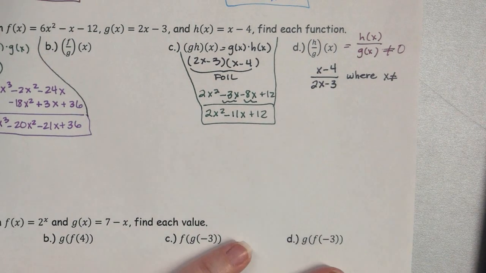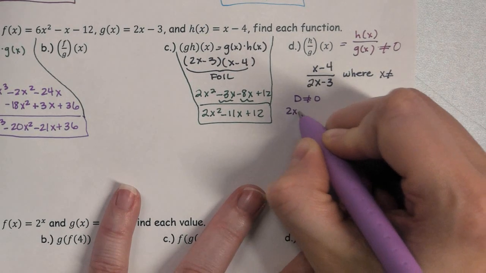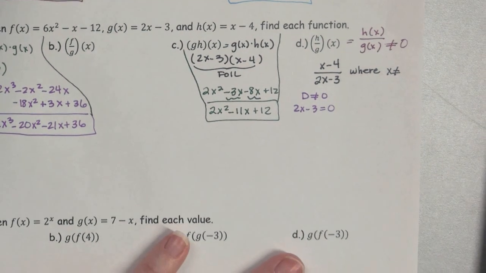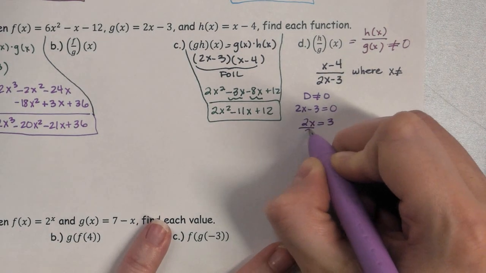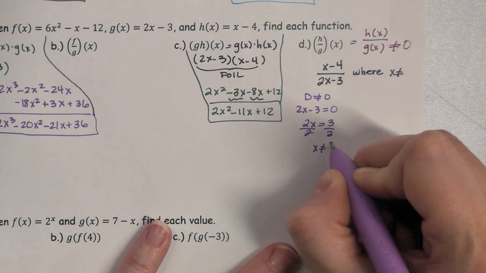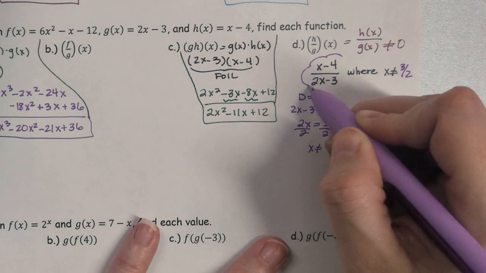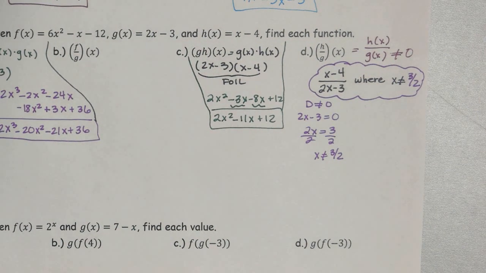So if the denominator can't be 0, then you set 2x minus 3 equal to 0 and solve. Okay, so we're just going to add 3 to both sides, divide by 2, so x cannot be 3 over 2. And then this would be your full answer. So again, this is something special with division because you have a fraction, okay, and it's where x cannot be 3 over 2, okay?